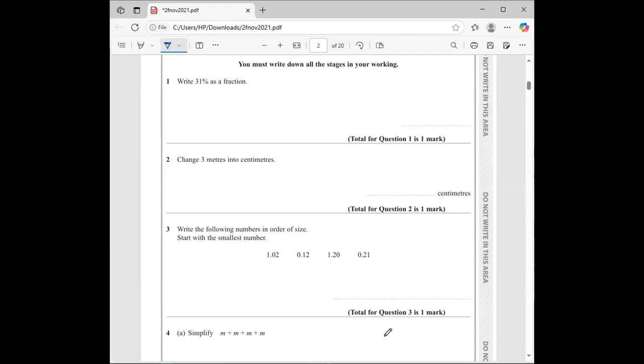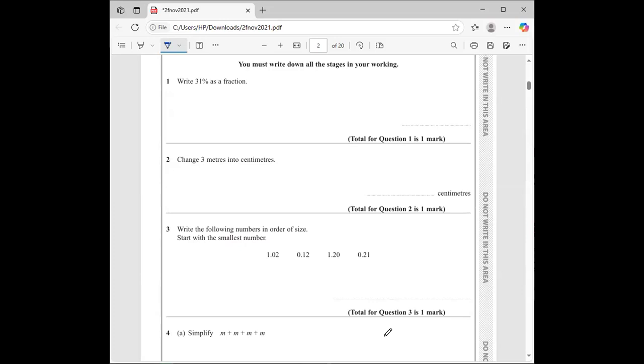31% as a fraction, that's 31 over 100. 3 meters into centimeters. So what's 3 meters in centimeters? What are we going to use to convert it? 300. Yes, 300 centimeters. Then what's next?